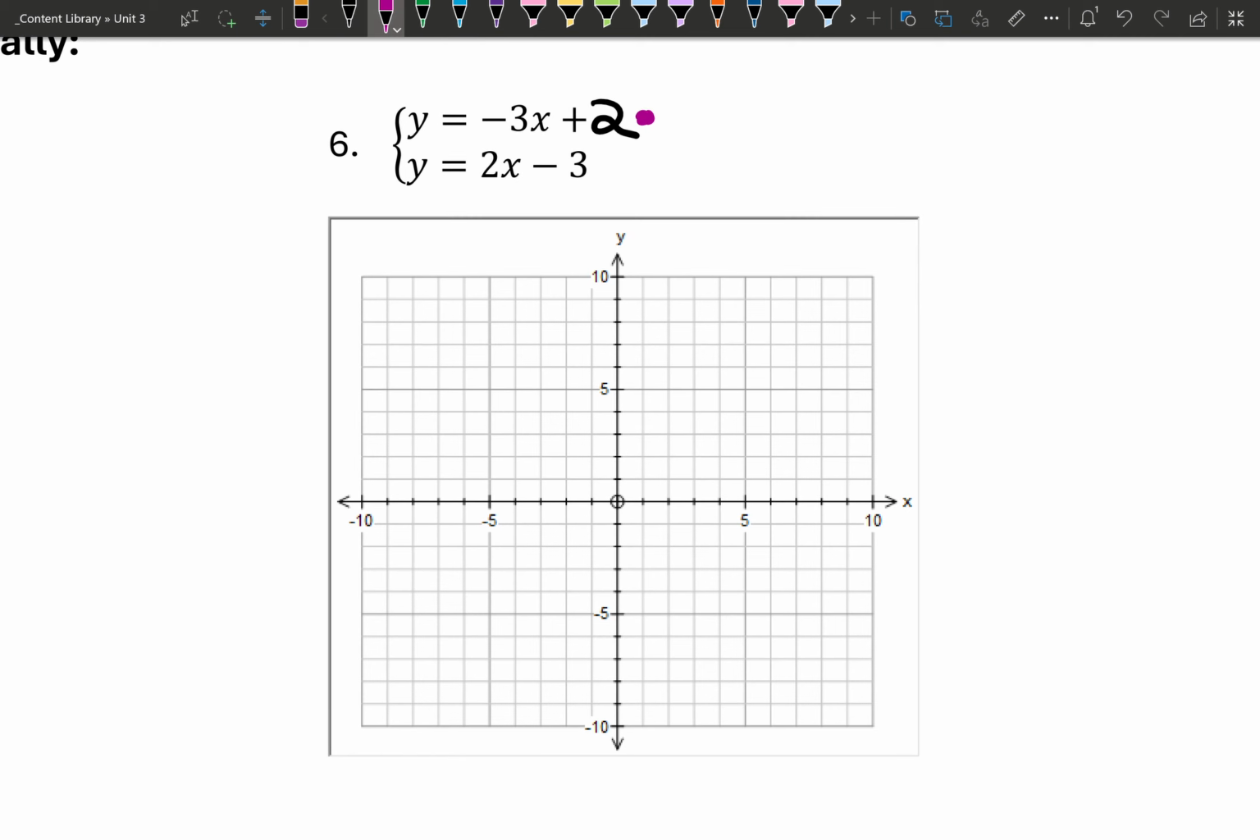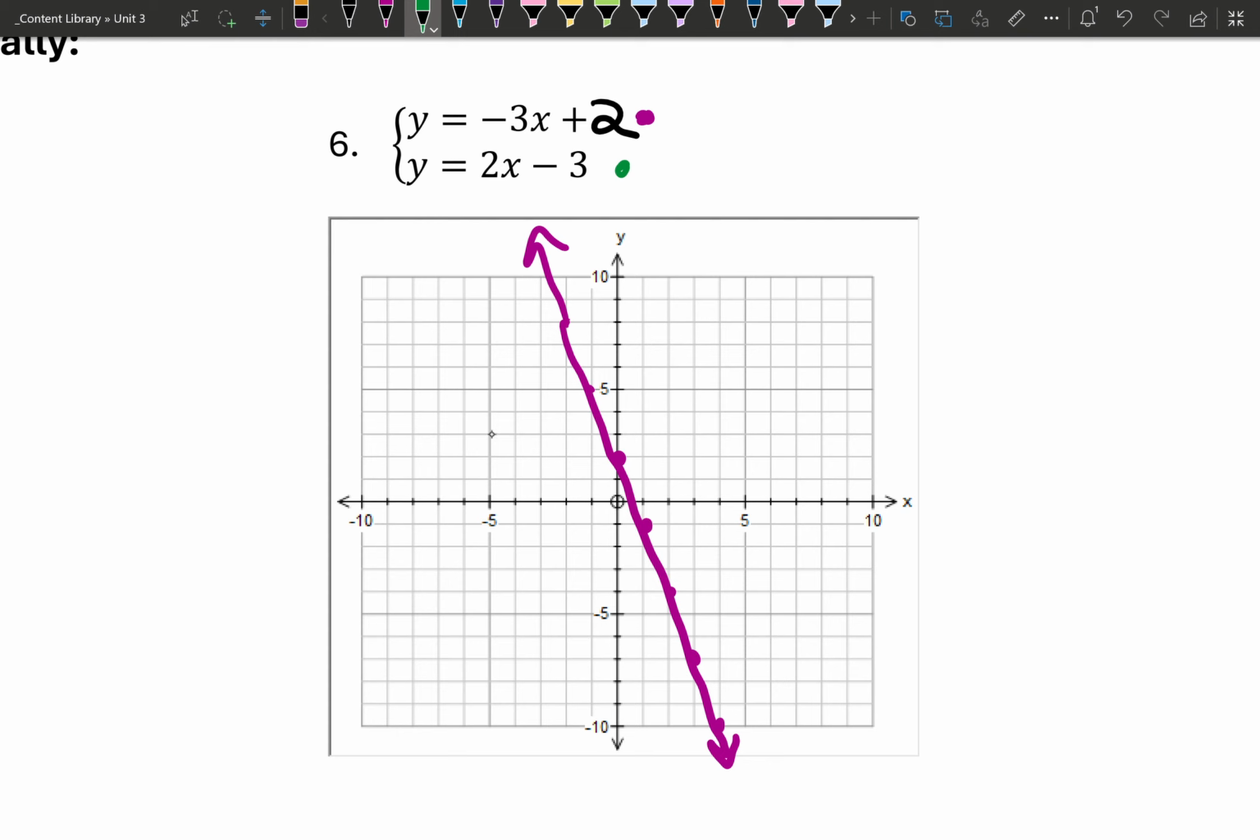I'm going to graph the top one in pink again. It starts at positive 2. Then it goes down 3 to the right 1. 1, 2, 3 to the right 1. 1, 2, 3 to the right 1. And I'll go the opposite direction. 1, 2, 3. Okay, that's all the room I have. And again, we're pretending this is a nice, beautiful straight line.